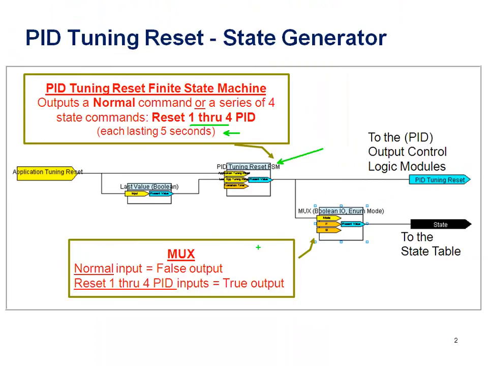There is also a mux block where when the input is normal, a false will be coming out going to the state table. If the input is one of the 4 reset PID inputs, then the output of the mux block is true going to the state table. The other output coming directly from the PID tuning reset finite state machine block goes to the PID tuning reset connector, which is also connected then to the output control logic modules that have the PID block. So let's take a look at how this looks in CCT.